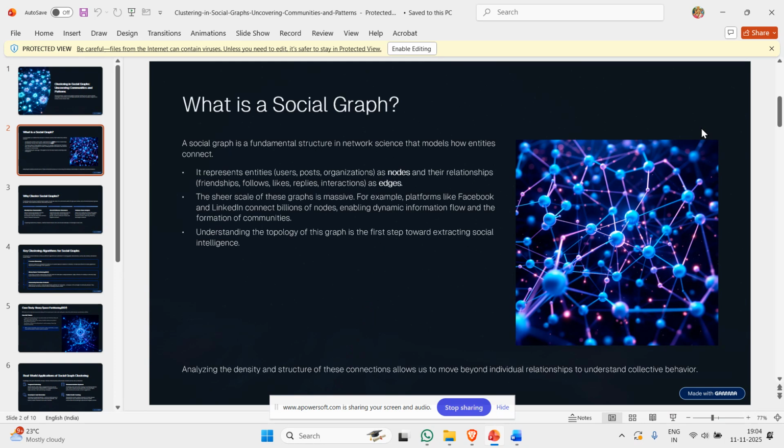Understanding the topology of this graph is the first step towards extracting social intelligence. Analyzing the density and structure of these connections allows us to move beyond individual relationships to understand collective behavior.